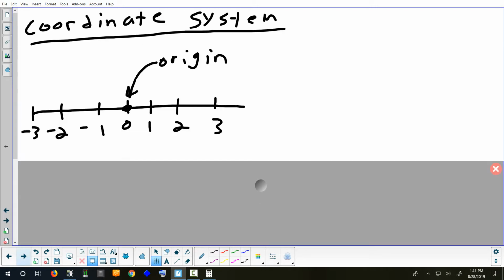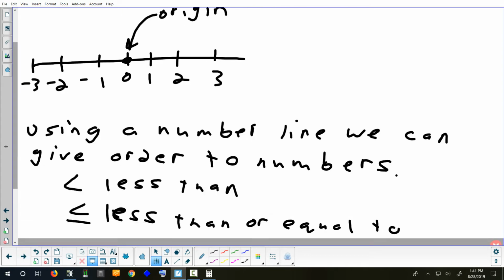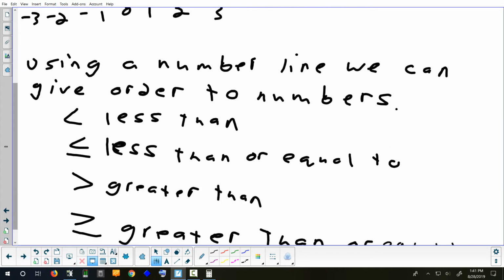Coordinate system. All right, so number line: obviously positive numbers go right, negative numbers go left. The number right in the middle at 0, that's your origin. We'll go quick through that. So there's your inequality symbols: less than or equal to, greater than or equal to.